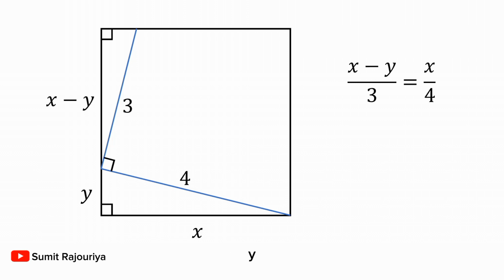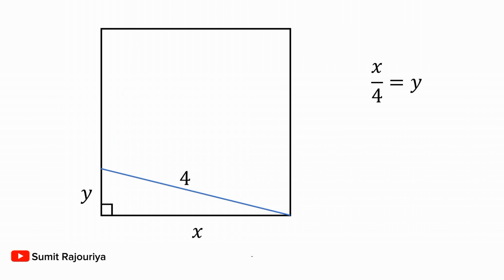So x minus y all over 3 must be equal to x over 4. We'll solve this equation for y. We'll first cross multiply, then we'll distribute, then we'll simplify. We get x is equal to 4y, which means y is equal to x over 4. We'll substitute that in to our diagram here.